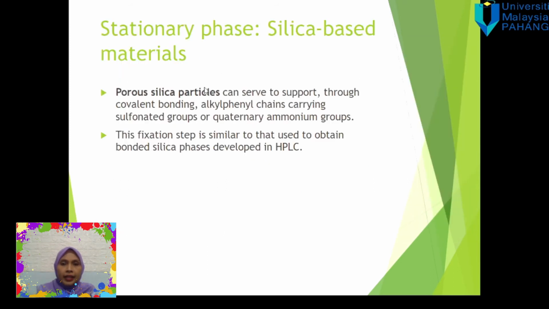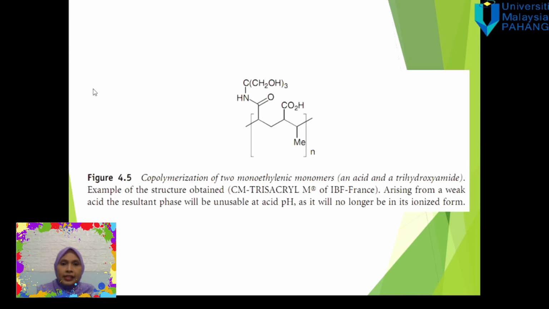Another thing, other than those materials, silica-based materials also can be used, but they must have covalent bonding of an alkyl phenyl chain with a sulfonate group, and a quaternary ammonium group can be attached to the silica gel. How to attach this R functional group is the same as for the silica phase developed in HPLC. And this is the copolymerization of monoethylenic monomers, which retain their properties, and it will no longer be ionized in any form.